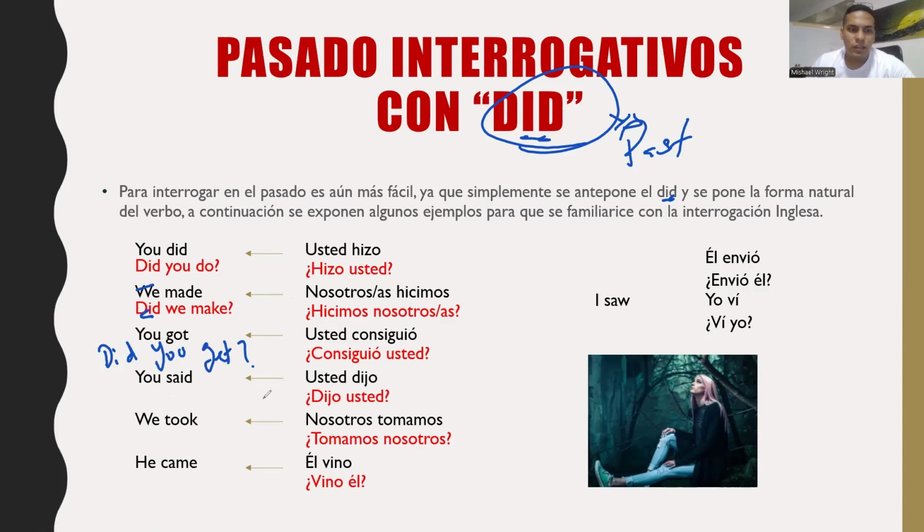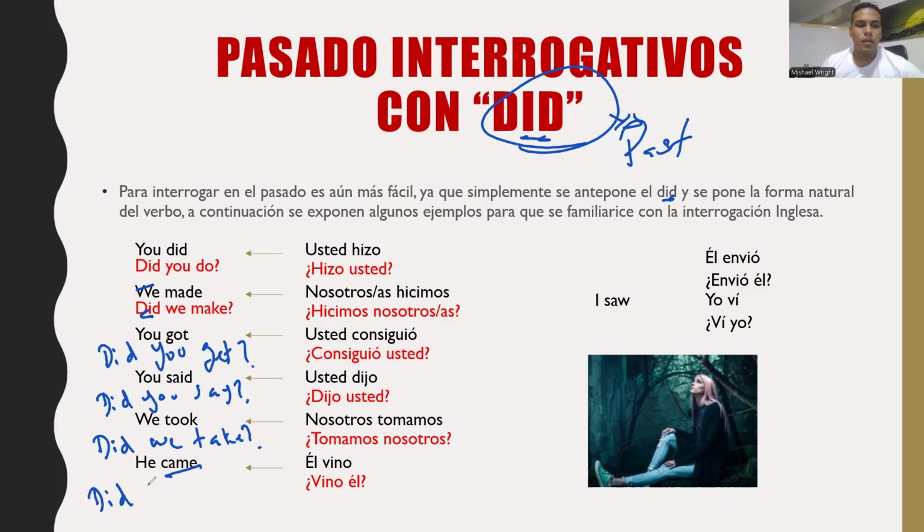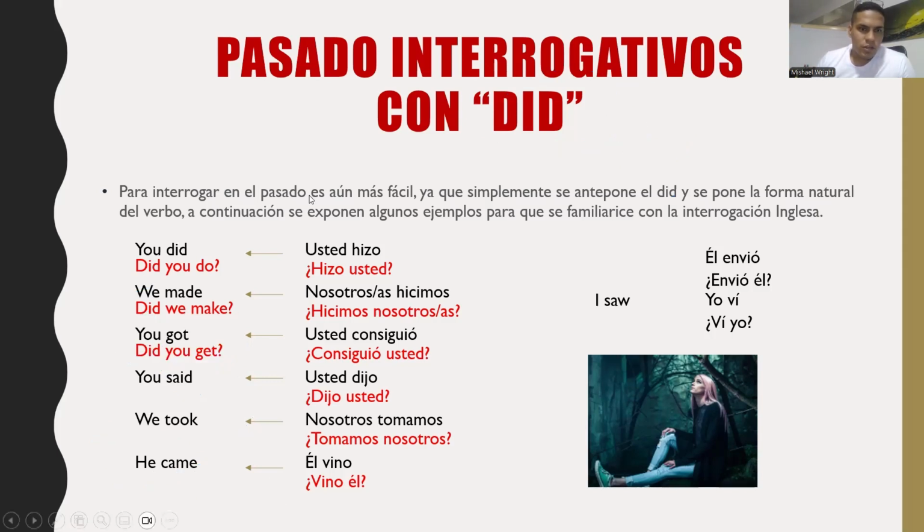So, you said, usted dijo, right? How would it be in this case? Did you say? We took. How would it be in this case? So I'm going to do it. Did we take? He came, which is the past of come, right? Did he come? So that's how it would be. Let's check it. Okay, we got it.